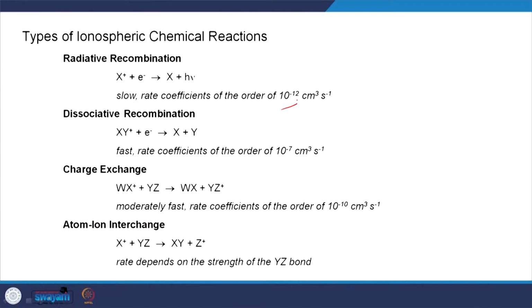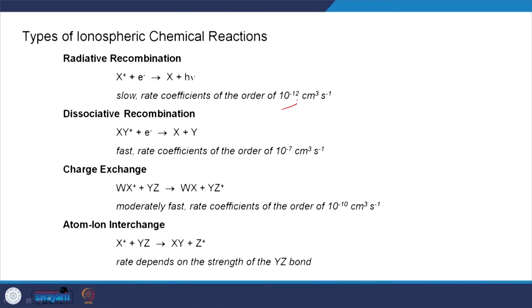While discussing the various chemical reactions, we saw that four reactions are the main processes by which electron densities are created and also lost during the absence of the sun. The processes are radiative recombination, in which simply a positive ion and an electron recombine to give a neutral species and some amount of energy. The important aspect of this reaction is that it is very slow, with a reaction rate coefficient of 10 to the power of minus 12 centimeter cube per second.